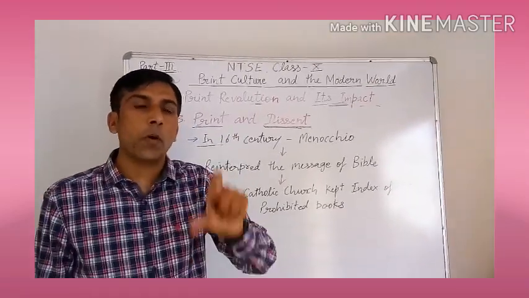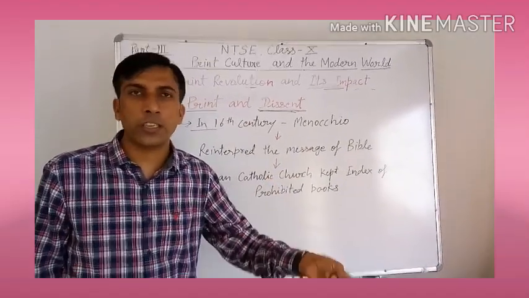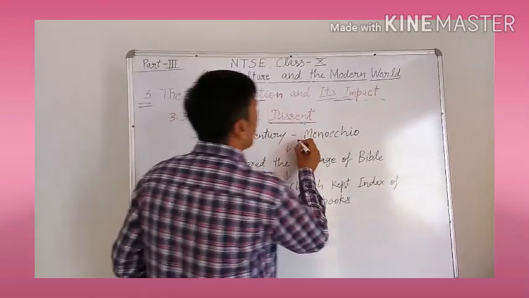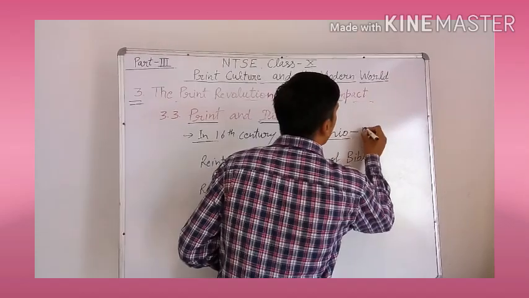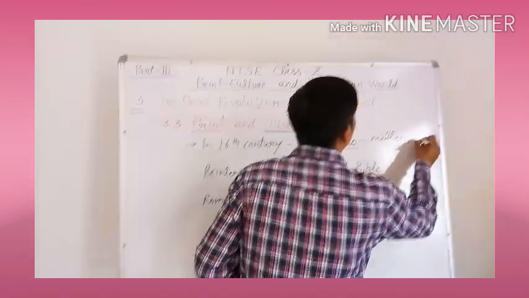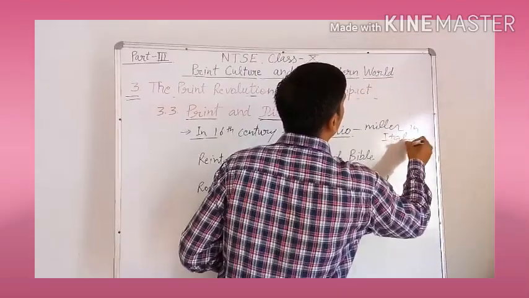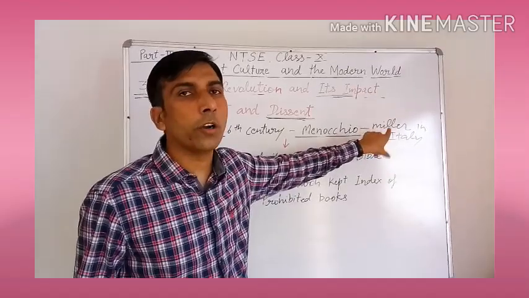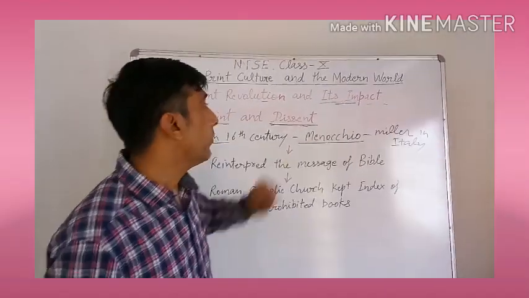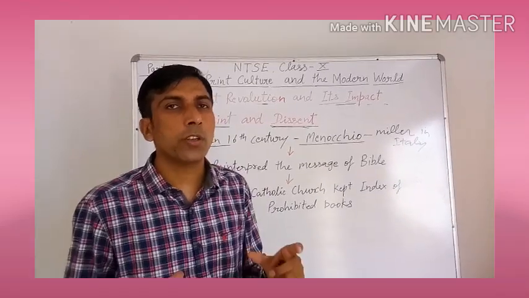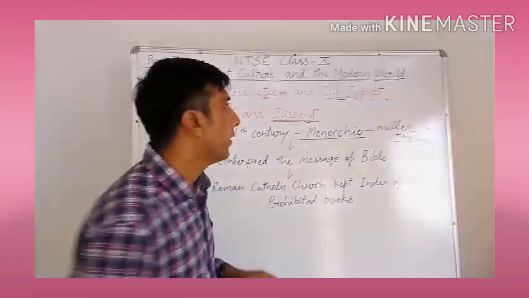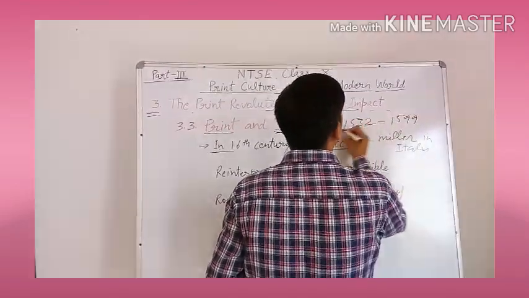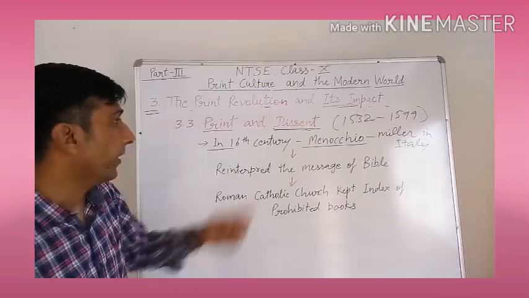The person who opposed the ideas of the Roman Catholic Church, and after that was hauled up and executed. This was the example of Manocchio. Manocchio was a miller in Italy. A miller means he used to work in a corn mill. He was an illiterate person in the beginning, he could not read books properly. He was born in 1532 and executed in 1599. You have to remember, Manocchio was a miller in Italy.